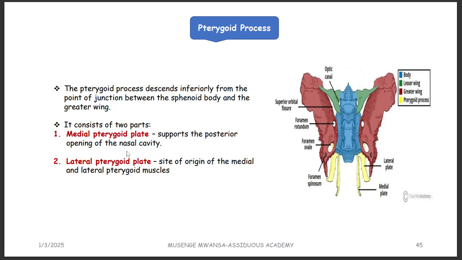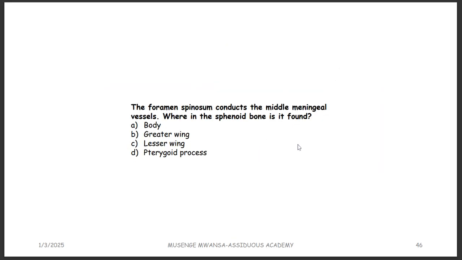to support the nasal cavity, the posterior opening of the nasal cavity. And then the lateral pterygoid processes, these ones are the site of the origin of the medial and lateral pterygoid muscles. You are going to understand these muscles. So just take note that on the lateral pterygoid processes, there is attachment of the medial and the lateral pterygoid muscles. The medial pterygoid is forming part of the nose.